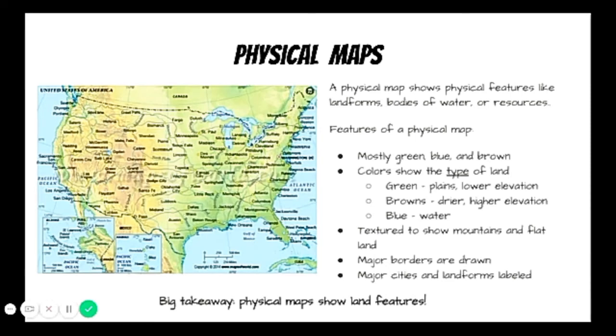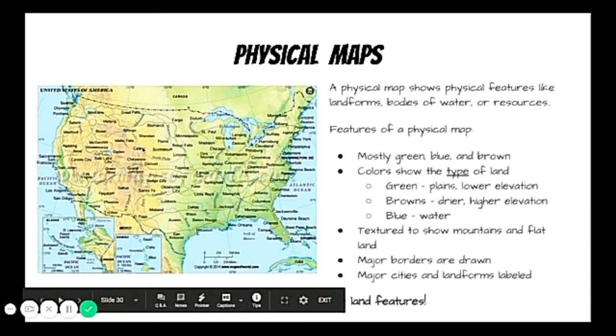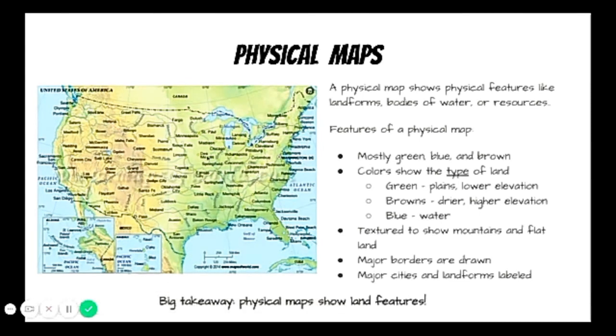A physical map shows physical features like landforms, bodies of water, or resources. Now let's look at the features of the physical map. One, mostly green, blue, and brown. So the colors you find on the physical map are mainly or mostly green, blue, and brown. Then colors show the types of land. Green represents plains, lower elevation. Brown represents drier, higher elevation, and blue represents water.